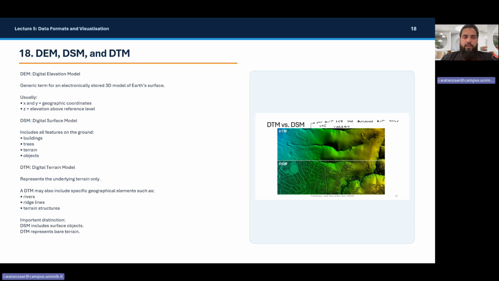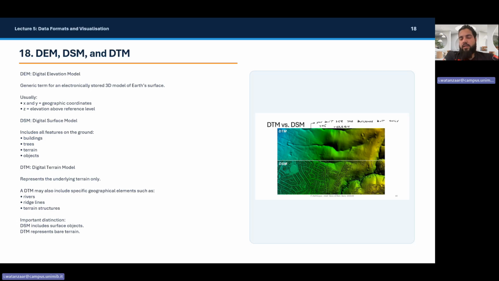Really important concepts: DEM, DSM, and DTM. DEM is the digital elevation model, DSM is the digital surface model, and DTM is the digital terrain model. So what is DEM, or digital elevation model? From the word, elevation means the altitude or height. So this is a generic term for electronically stored 3D models of the earth's surface. We can say this is how the 3D model of the earth's surface is stored.